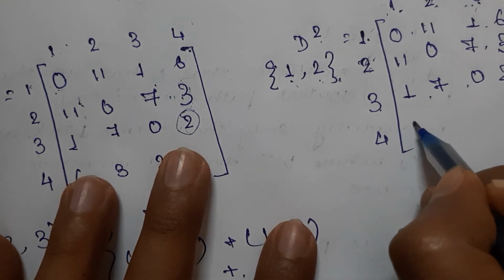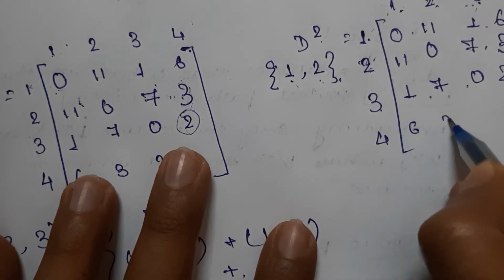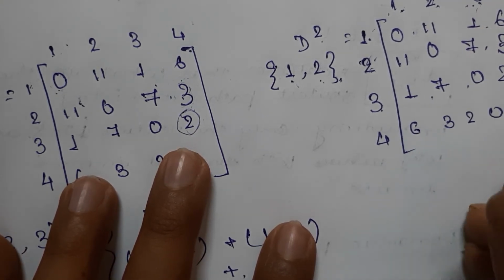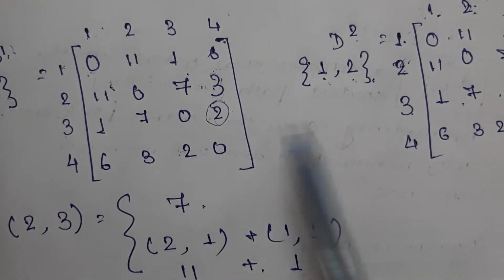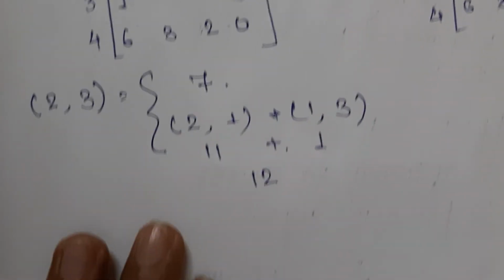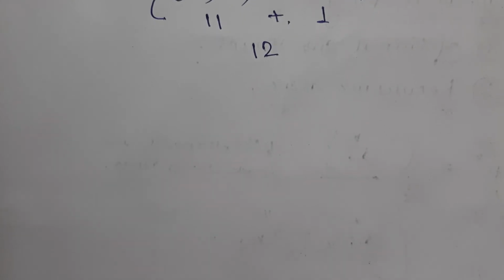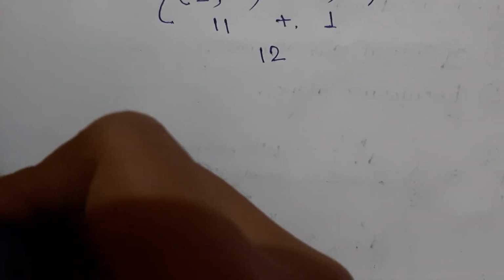Similarly, I am writing it here. It will be 6, it will be 3, it will be 2, it will be 0, right? So in D1 and D2, there is also no change for this problem. Now I am taking D3 into consideration.